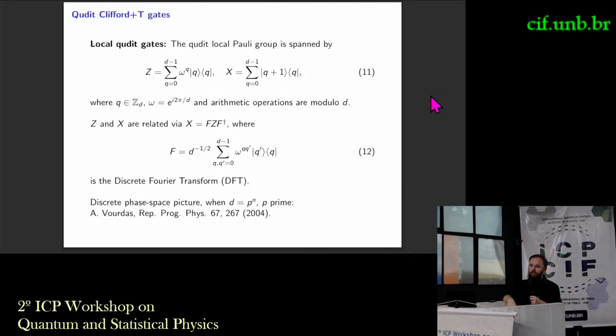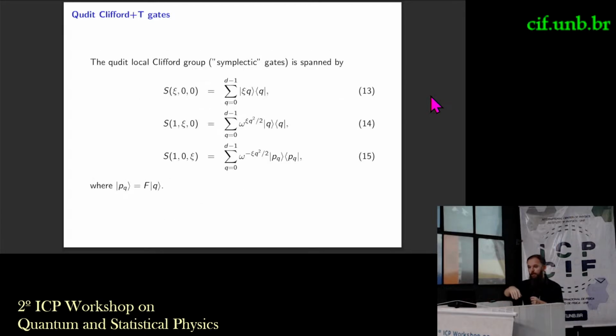And these two gates are connected via the discrete Fourier transform. So the acronym is not very good. It's DFT, but it has nothing to do with density functional theory. But you can picture, when the dimension is a power of a prime, this in a discrete phase space, okay? These operations. So in this picture, you have these kinds of symplectic gates, which span the local Clifford group in this dimension.